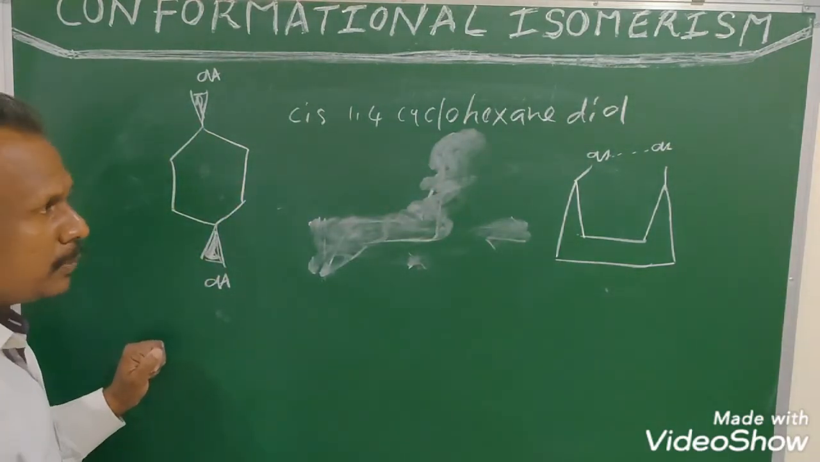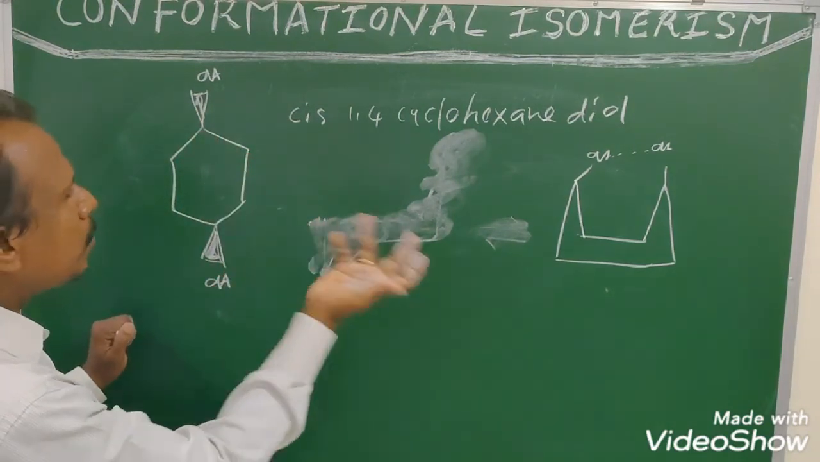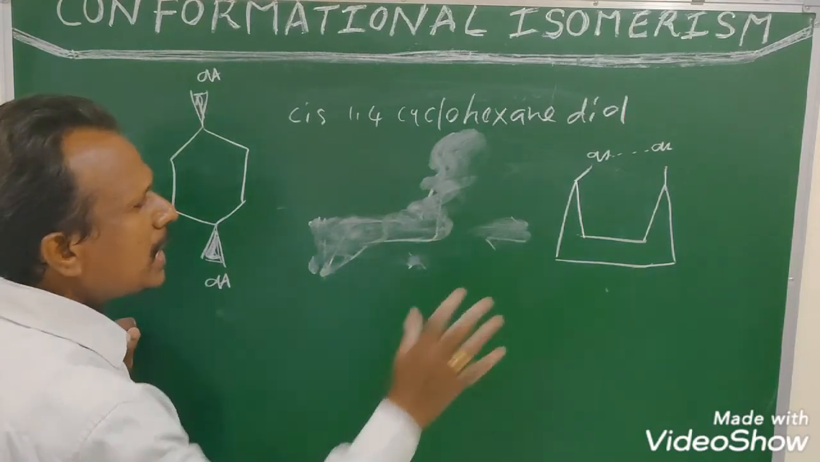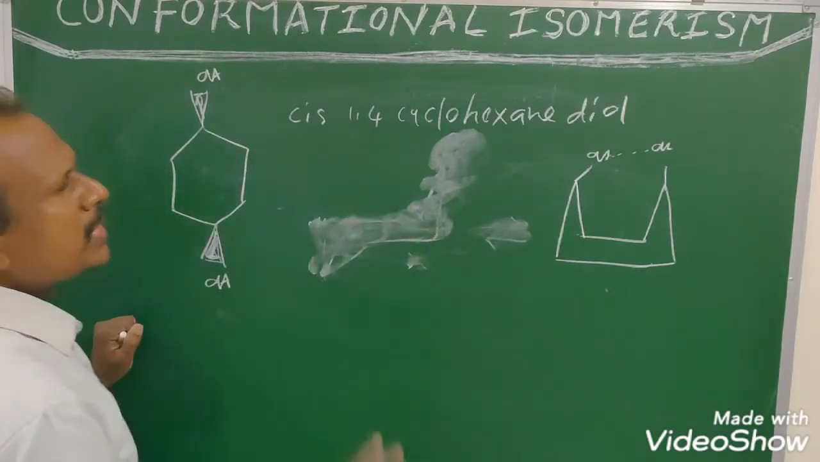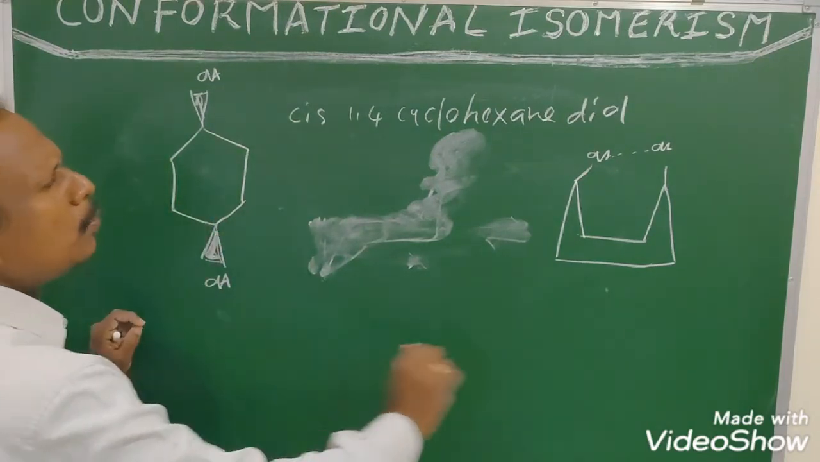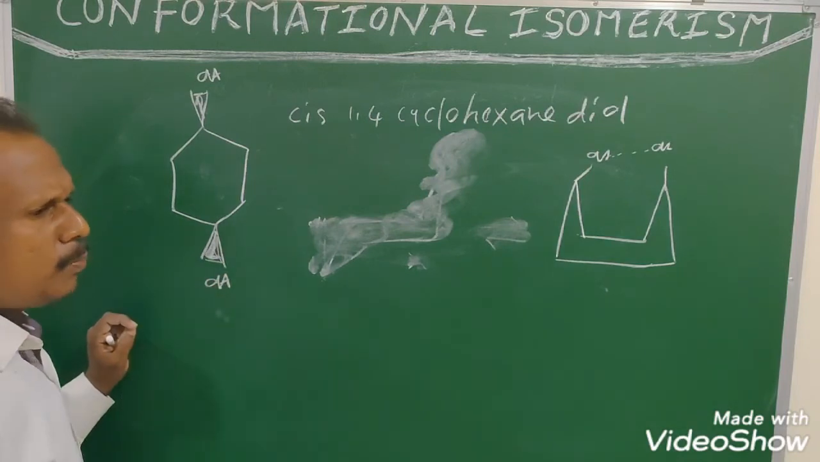I repeat the same. Except this, all dihydroxy derivatives of cyclohexane always exist in two chair conformations, but this cis 1,4 cyclohexane diol exists only in boat form. This is the consequence of intra-hydrogen bonding.